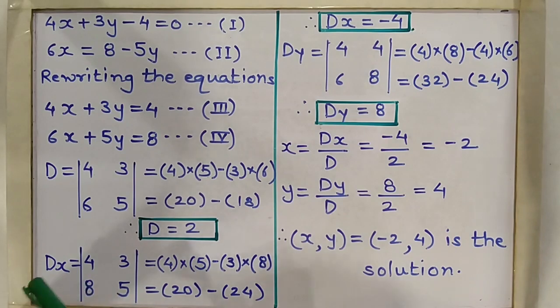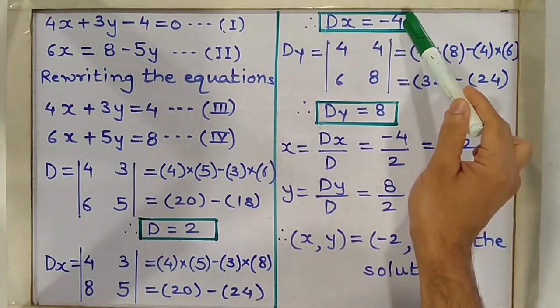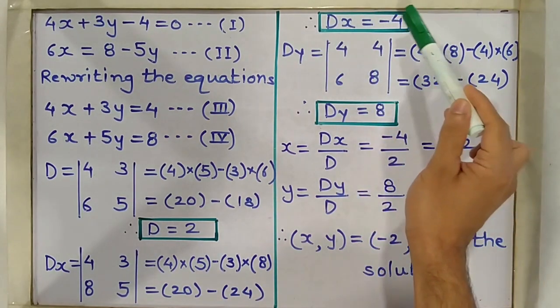Then we find the value of dx, which is equal to 4 multiplied by 5 minus 3 multiplied by 8. 4 multiplied by 5 is 20 minus 3 multiplied by 8 is 24. So 20 minus 24 is equal to minus 4. Therefore the value of dx is minus 4.